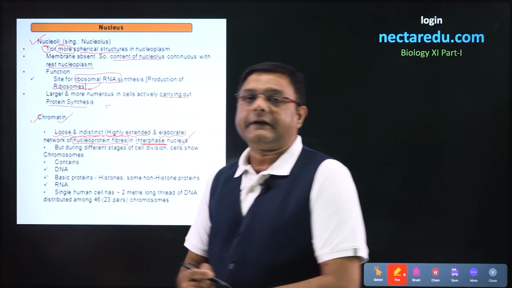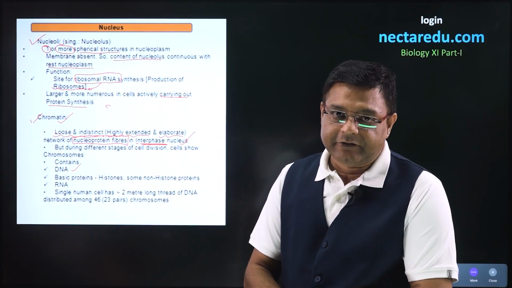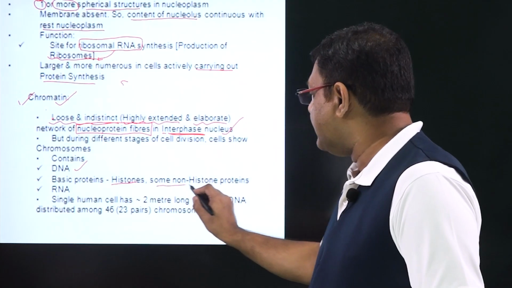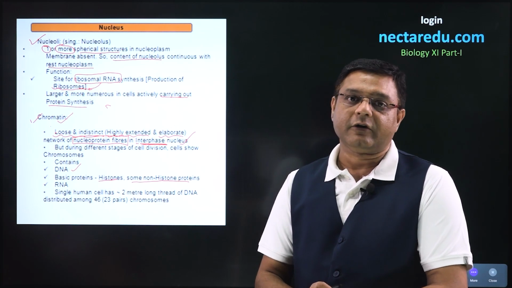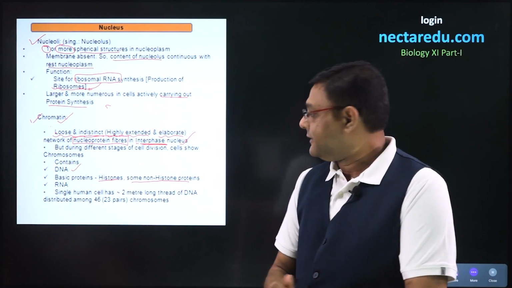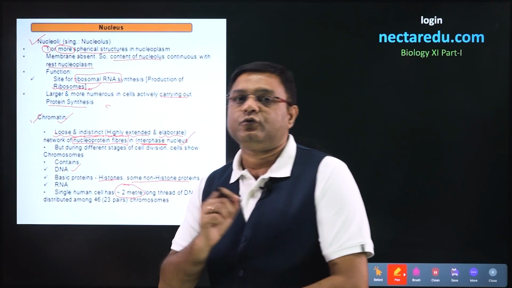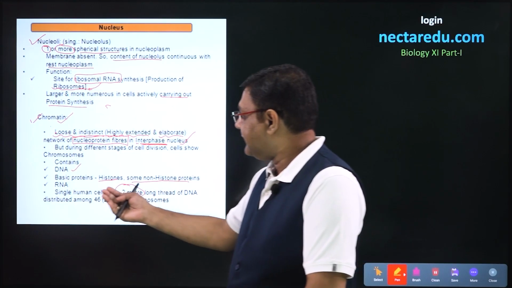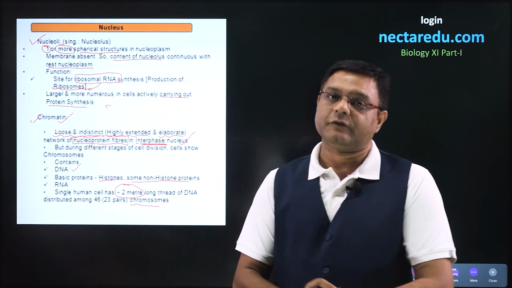This chromatin or the chromosome contains DNA. There will be basic proteins, which are called histones. There will also be some non-histone proteins. RNA will also be present in this chromatin or chromosomes. Talking about the length of chromatin, in human cells the length is approximately 2 meters, and this 2 meter thread condenses into 46 chromosomes, and when these condense, then this chromatin is known by the name of chromosomes.